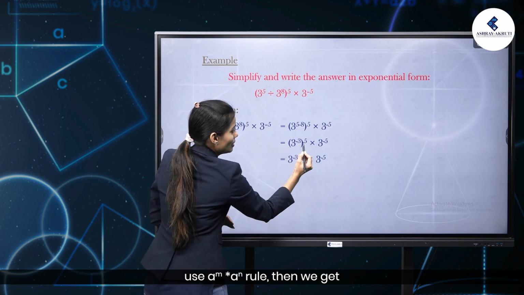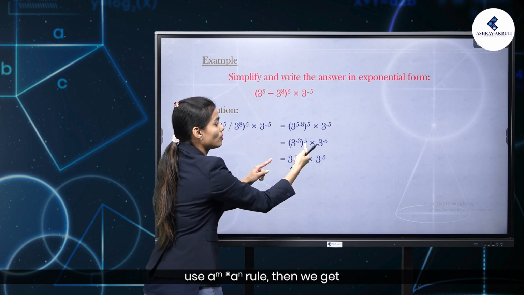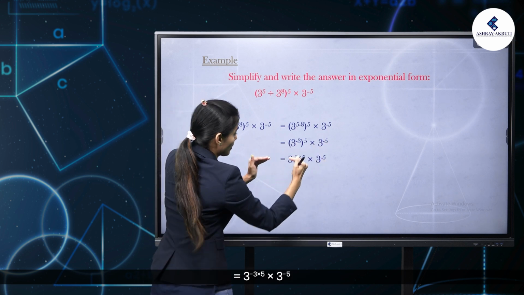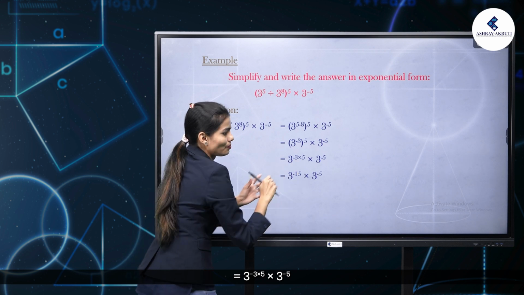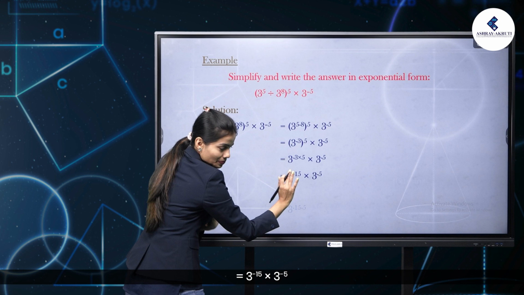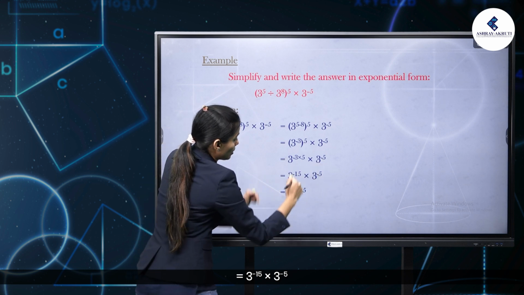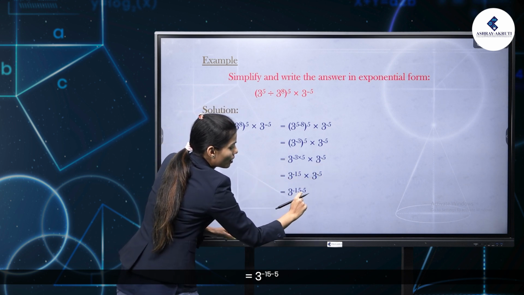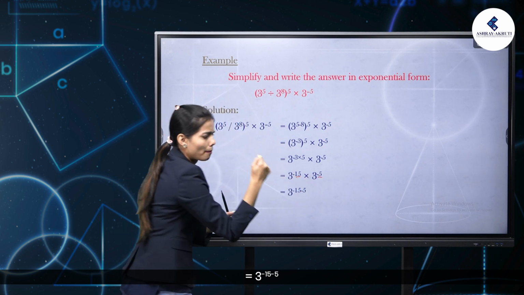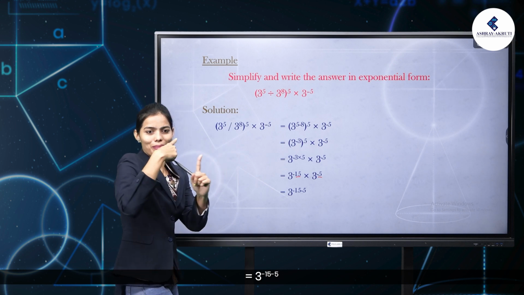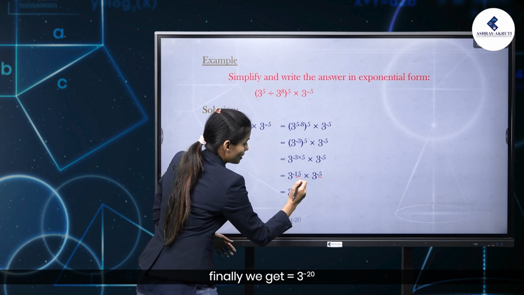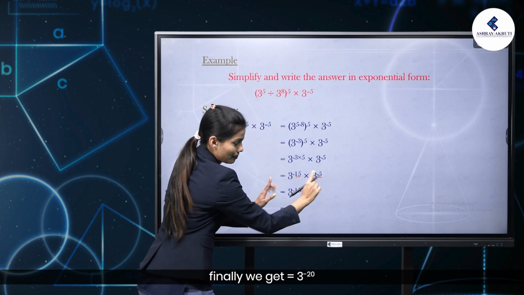Use (a to the power m) to the power n rule. Then we get is equal to 3 power minus 3 into 5 into 3 power minus 5 is equal to 3 power minus 15 into 3 power minus 5 is equal to 3 power minus 15 minus 5. Finally, we get is equal to 3 power minus 20.